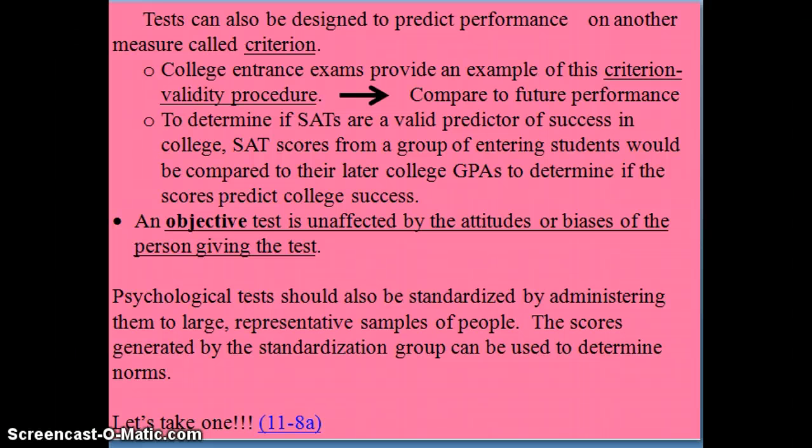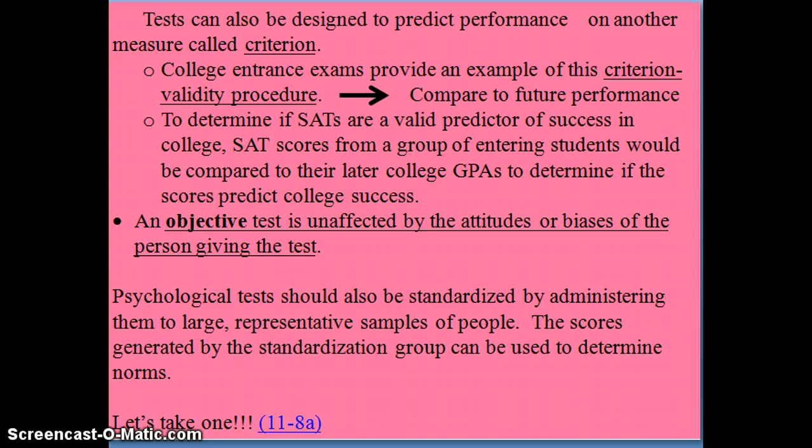You can also look at criterion validity, and this is where you're trying to determine if you're testing the criteria that you think you're testing. So you can take something like an SAT score and you can compare it to future performance like a GPA in college to determine whether or not SATs actually predicted success in college. And they're overwhelmingly finding that SAT scores aren't necessarily going to correlate with GPAs and further success, future success in college.